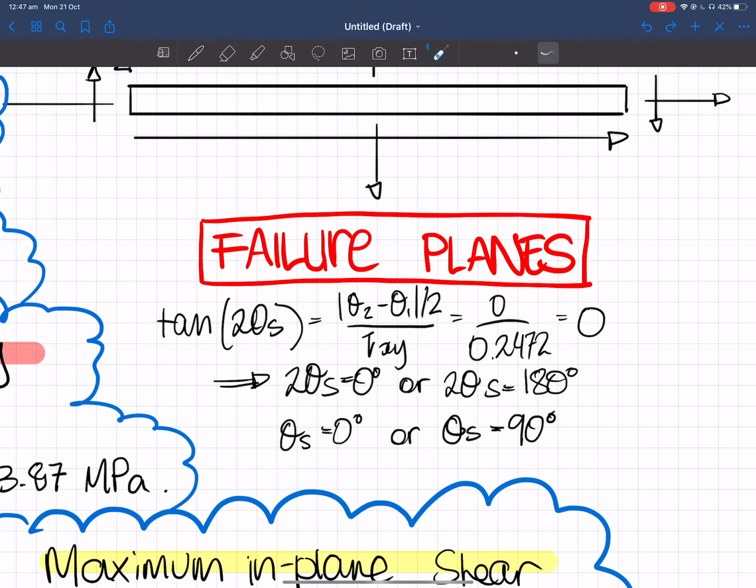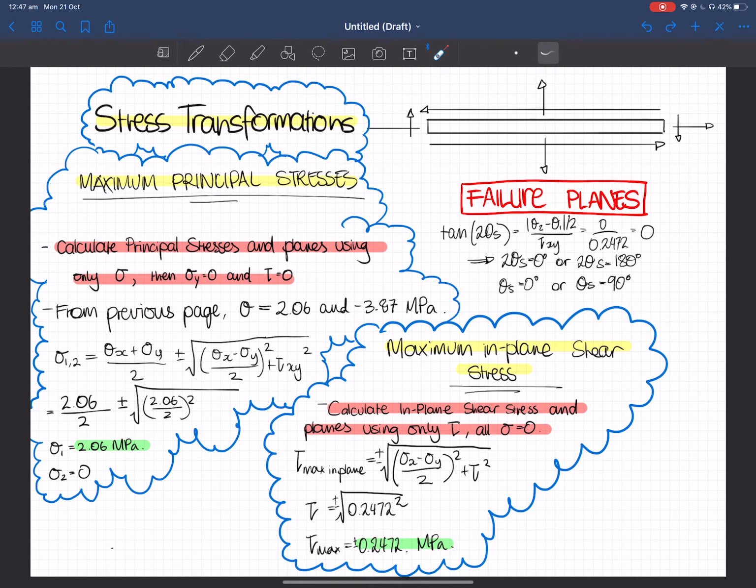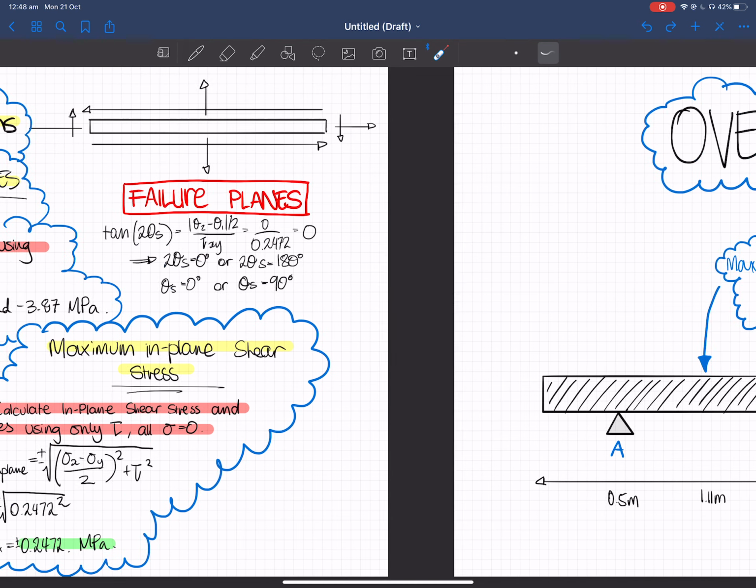Just quickly going to failure planes. This formula here makes us negate this as well, so it gives us a result of 0. Therefore, by default, 2 theta s equals 0, or 2 theta s equals 180, and therefore theta s equals 0 degrees, or theta s equals 90 degrees. So basically got those values.